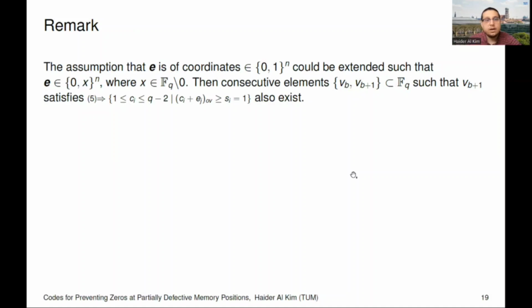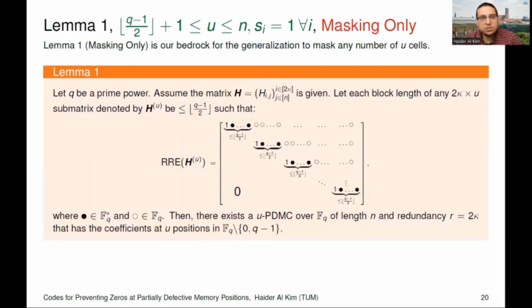Okay, so the assumption that e is a coordinate from 0 could be extended such that e is from 0 and x of length n, where x is any value from F_q except 0. Then the consecutive element v_p plus 1, such that v_p satisfies 5, which is what is here, also exists. Yes, to generalize the previous construction, we give lemma 1, as the following.